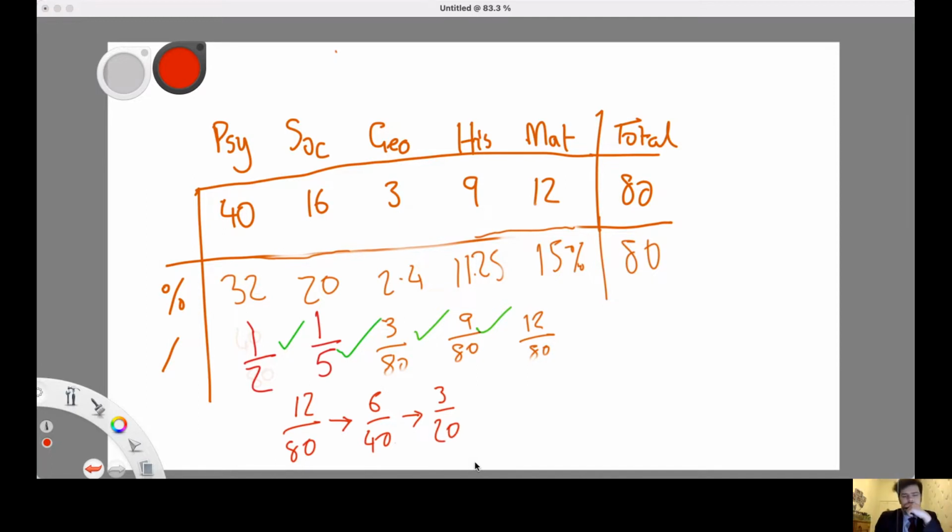Now, can that be simplified any further? Can 20 be divided by 3? Can the bottom number be divided by the top? If it can't, you know you've reached its lowest form. And 3 does not go into 20. 6 times 3 is 18. 7 times 3 is 21. So we know it's in its lowest form there. So we can safely put this in. It's 3 over 20. That is correct.